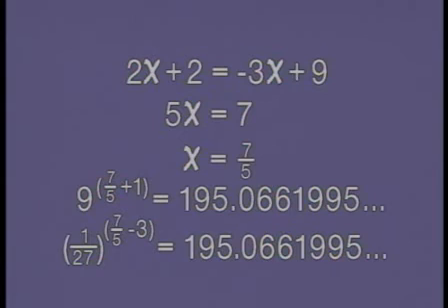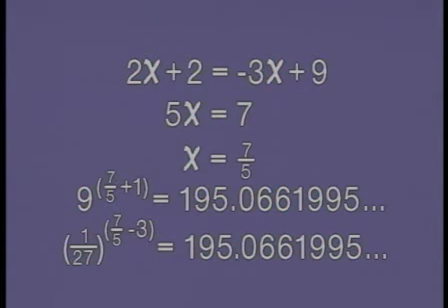We have 2x plus 2 equals negative 3x plus 9. Again, we're back to where we were many, many lessons ago, solving a simple linear equation. We want to get the x on one side, so we add 3x to both sides. We subtract 2 from both sides to get the number term on the other side. We have 5x equals 7, and we get x equals 7/5.